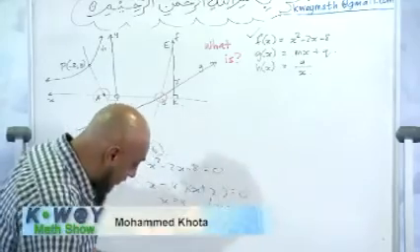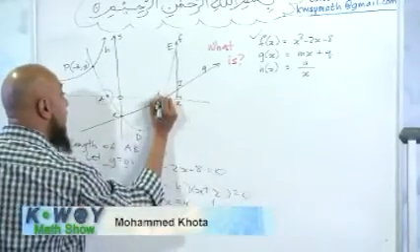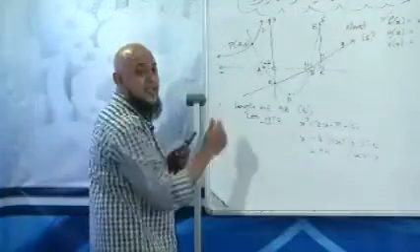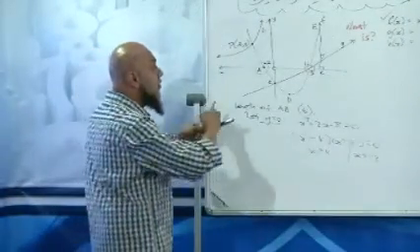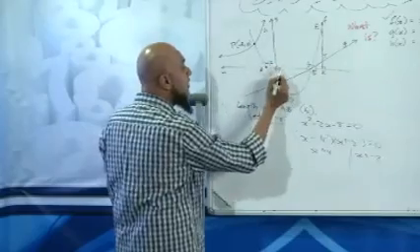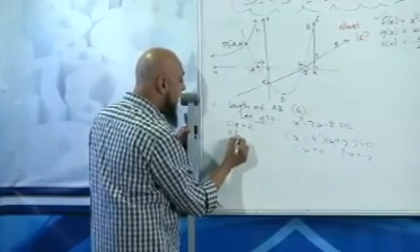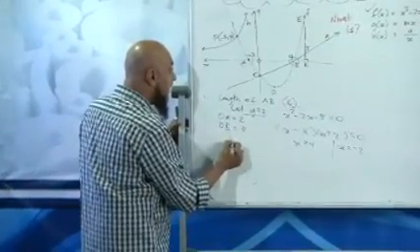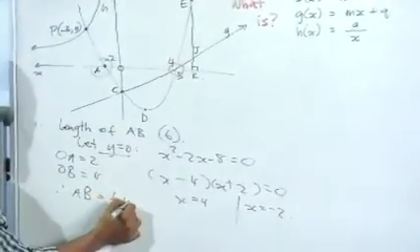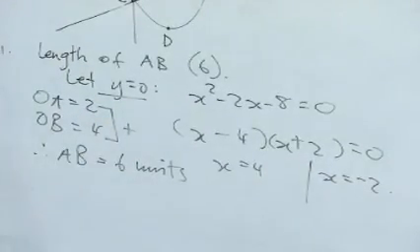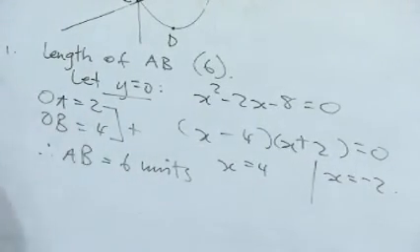We go back to our graph. So this has got to be 4 and that has got to be minus 2. They want the length of AB. Can distance ever be negative? No. So OA is 2, OB is 4. Therefore, AB is equal to 6 units. 2 plus 4, 6 units. Okay? Guys, take this one down.